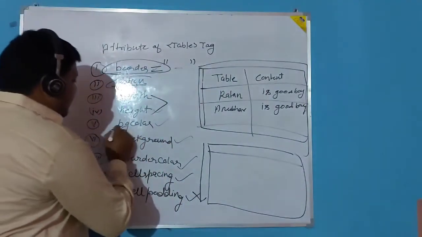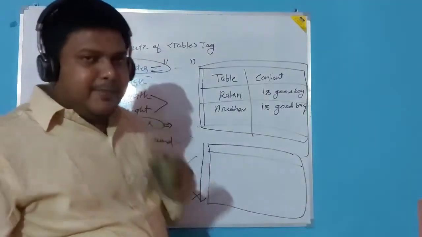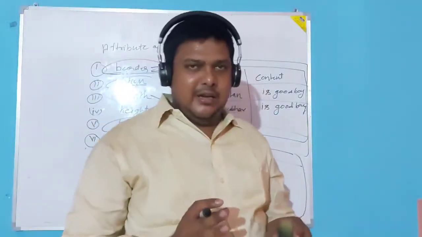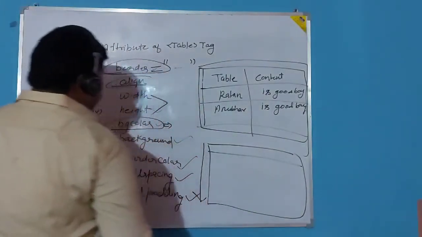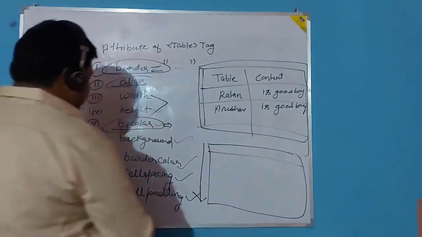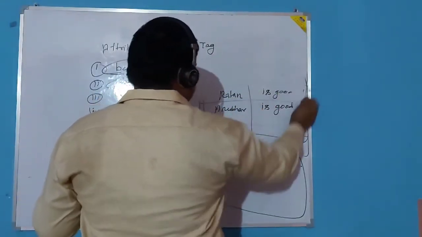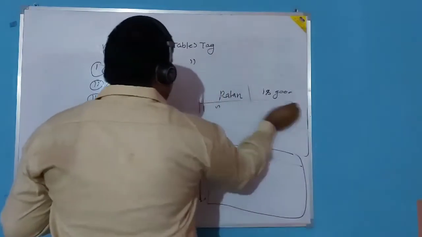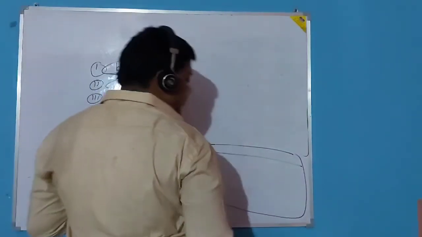Now we have another attribute, BG color. If you want to display some background color, so you have to use here BG color. So that much we have discussed. Let's see here how we will use, because we can use more than one attribute inside the table.